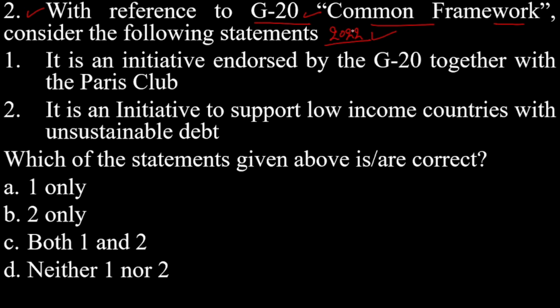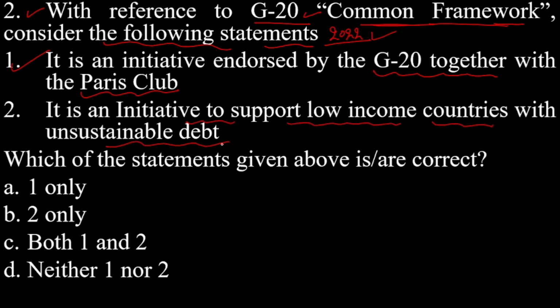As far as the examination point of view is concerned, this was a 2022 prelims question on the Common Framework. Consider the following statements. First statement says it is an initiative endorsed by G20 together with the Paris Club. It is a very factual question, absolutely correct. If you know the statement, then only you could answer this. Second says it is an initiative to support low income countries with unsustainable debt.